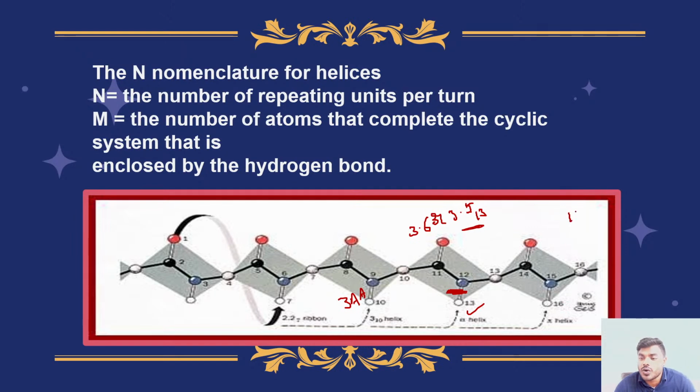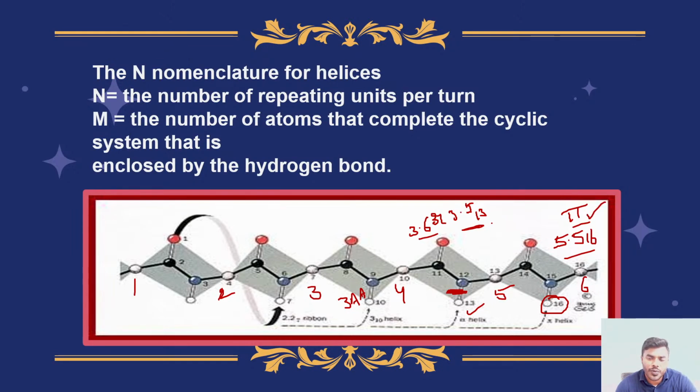And friends, if you look into the pi helix, please look into this. So 1, 2, 3, 4, 5, 6. So when you look into the pi helix, how many atoms are involved? 16 atoms. So you can say 5.5 amino acids with 16 atoms. So what I can conclude, 5.5 and 16 is the pi helix.